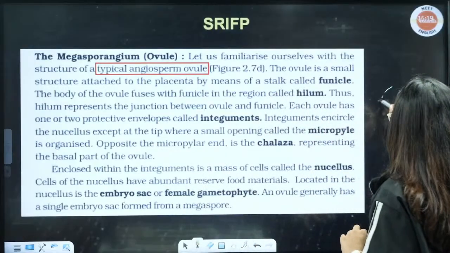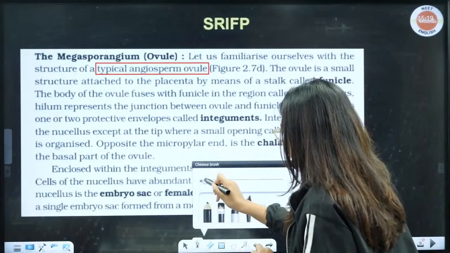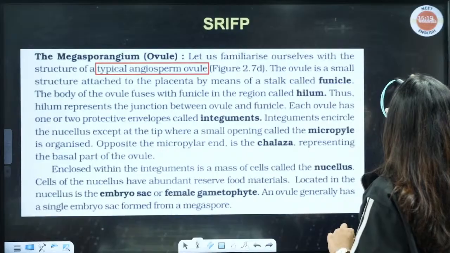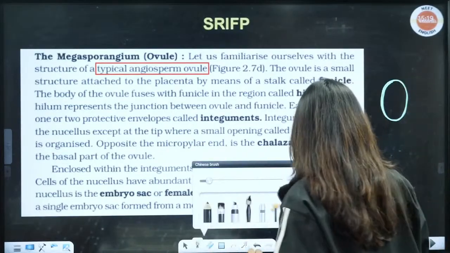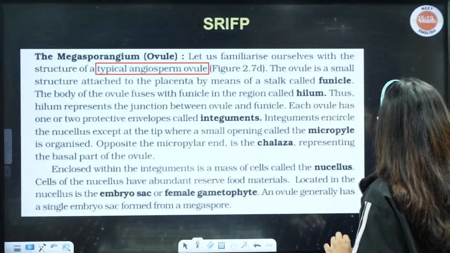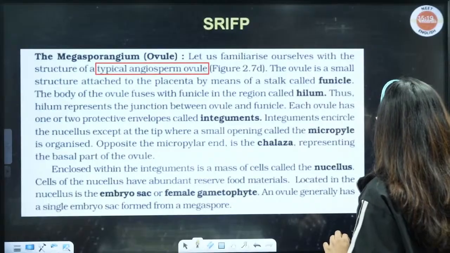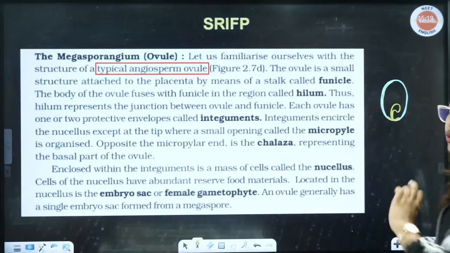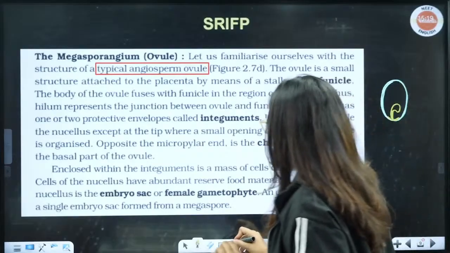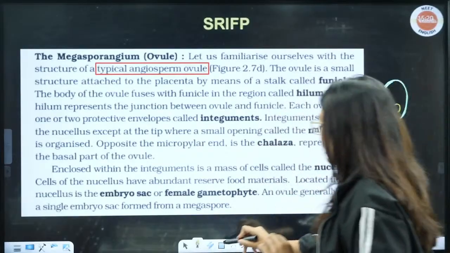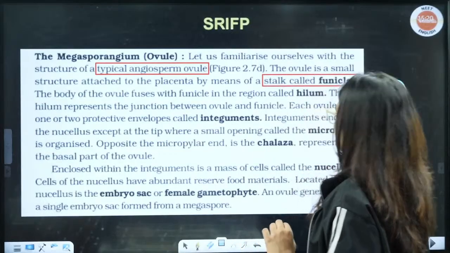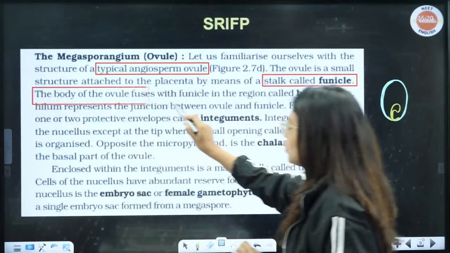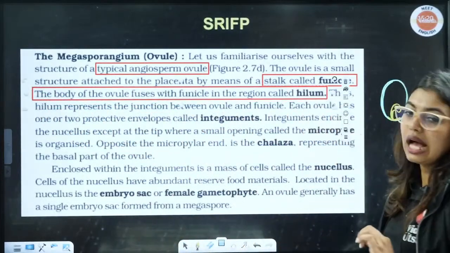Now placenta, I know some of you might not know. Look, this is your ovule. Sorry, this is your ovary. Inside this ovary the ovule gets attached like this. This becomes the placenta. This region is the placenta, where the ovule is going to attach to the ovary by means of a stalk. Can you see the stalk? The funicle. So the stalk is called the funicle. Now the body of the ovule fuses with the funicle. Very, very important. The body of the ovule fuses with the funicle in a region called hilum.